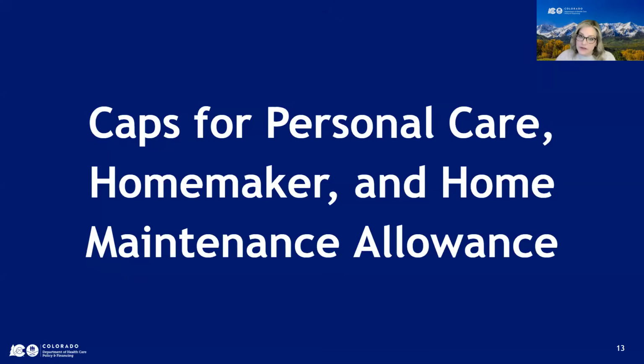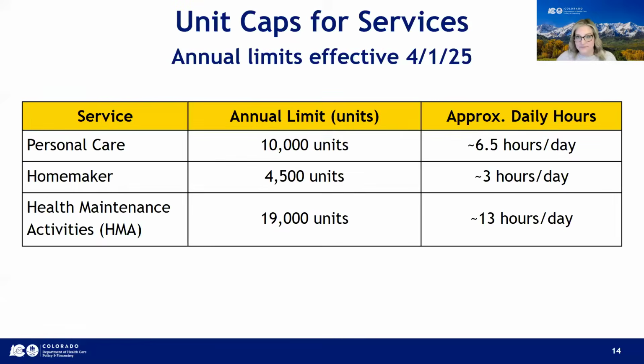These are for personal care, homemaker, and health maintenance activities. This chart shows you a high-level display of the caps for these 3 services. It has the annual limits and how that translates into approximate daily hours. This is just the first chart. We have a few more charts to show you throughout the training that are going to get into increasingly more detail for you to be able to utilize during this process. We'll discuss each of these limits in the following section.